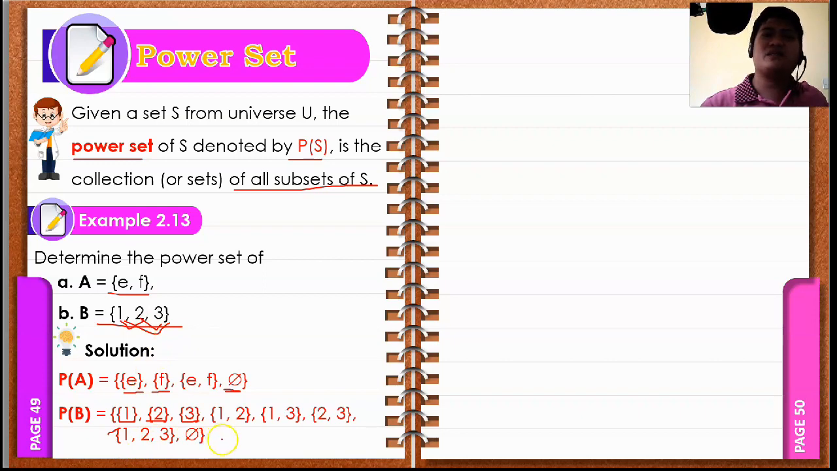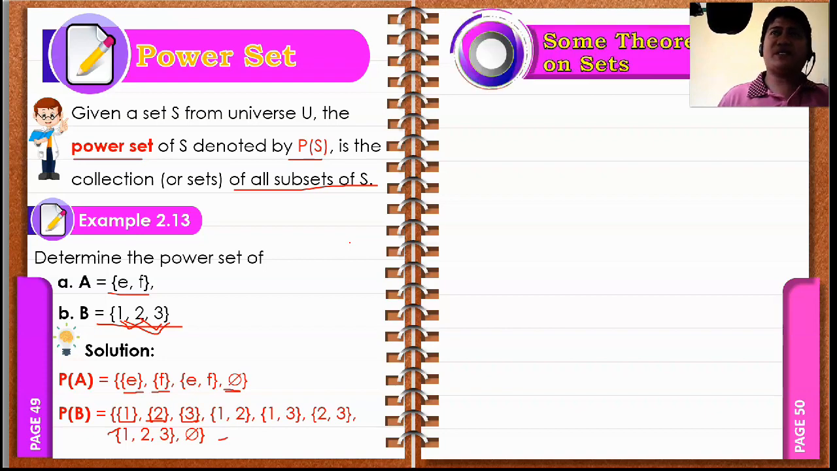As I've said, the empty set is always a subset of every set. So therefore, the power set of set B is composed of 8 elements. Okay, so that's it. That is all about power set.